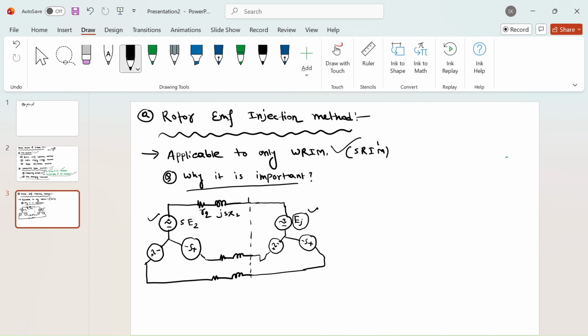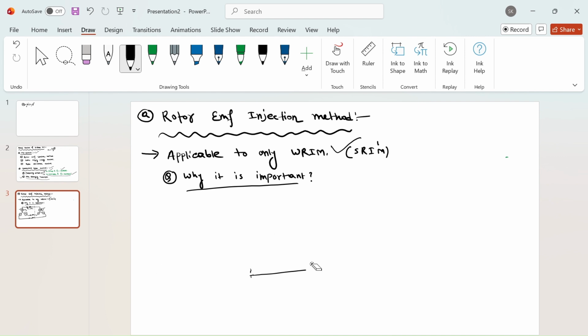Now it is a three-phase circuit. I'm assuming it is a balanced one. So if I assume a balanced circuit, I can analyze the entire thing by having only a single phase. So we will do the analysis and all per phase only.